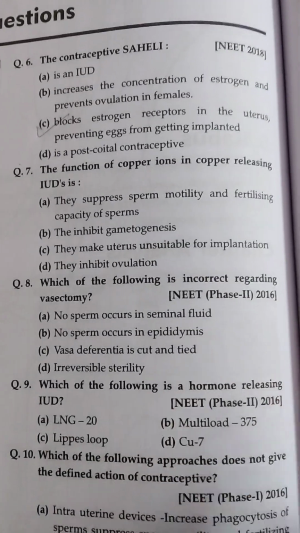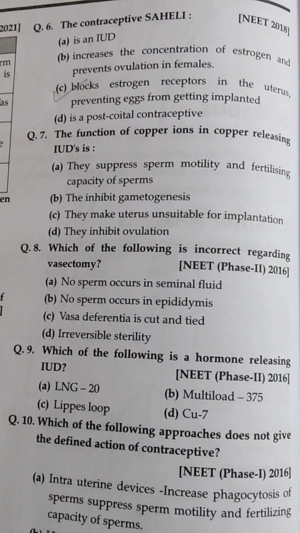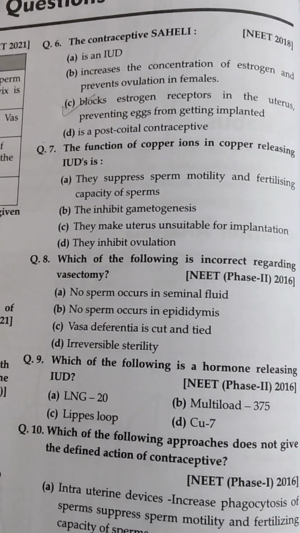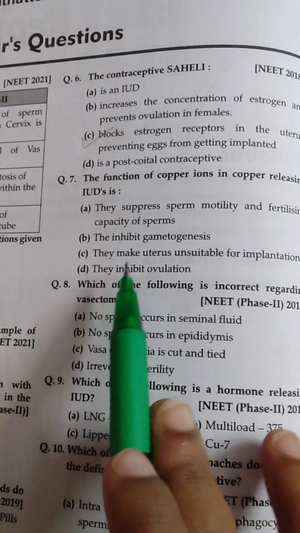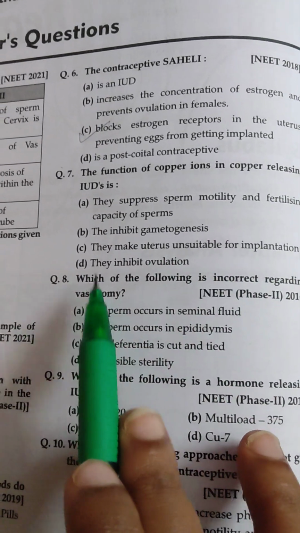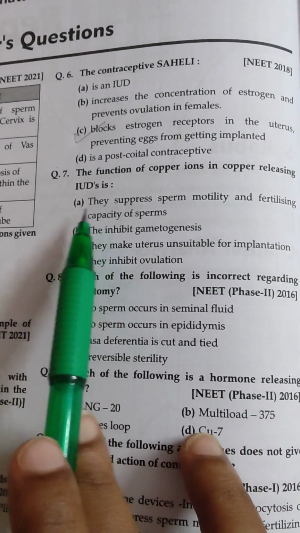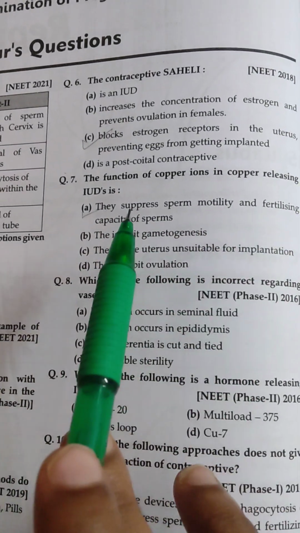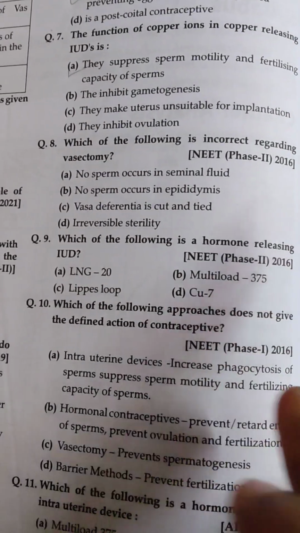Next, we are moving on to 7. The function of copper ions in copper releasing IUDs is they suppress sperm motility and the fertilizing capacity of sperms. They inhibit gametogenesis, which can't be true. They make the uterus unsuitable for implantation, and this is also not true. They inhibit ovulation. So the main purpose of the IUDs is suppressing the sperm motility and fertilizing capacity of the sperms.